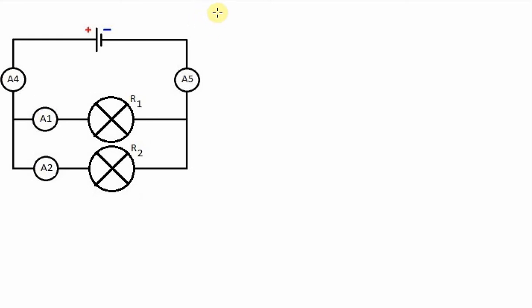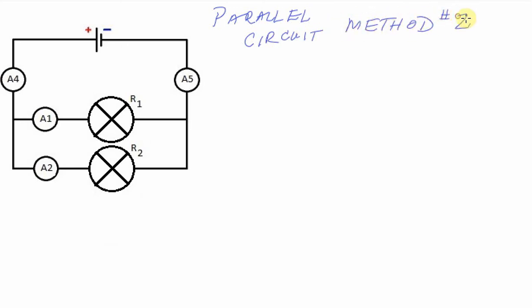In the last example, we looked at a parallel circuit, and we calculated the current in the circuit using a certain method. What we're going to do in this one is take a look at a different method. So we'll call this method 2. And to do it, we need to find the total resistance in this circuit.